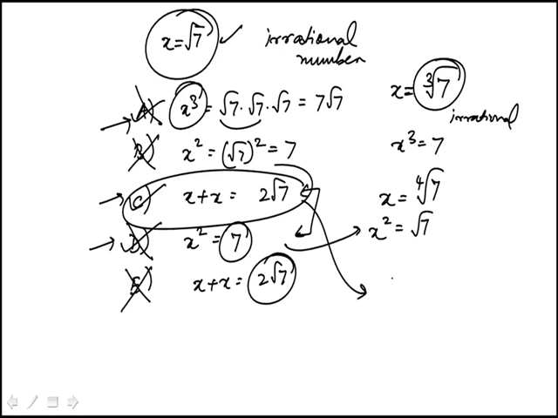Or you can recognize x plus x is 2x, and that means 2 times any irrational number must always be irrational. So that's another way to do it. But either way, the answer is choice C.